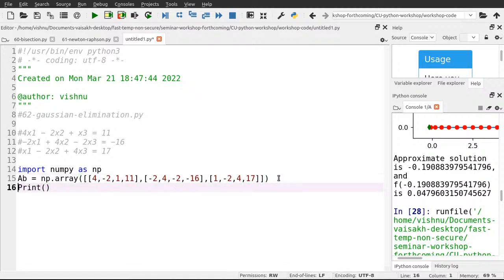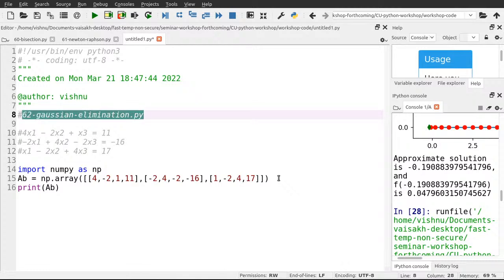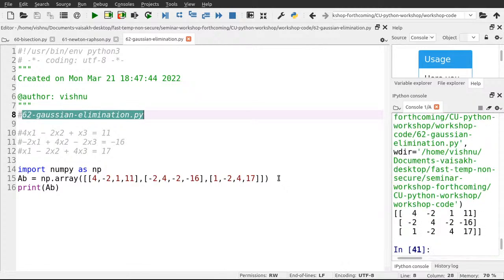Trying to see it in action, to see what it is. 4, minus 2, 1, 11; minus 2, 4, minus 2, minus 16; 1, minus 2, 4, 17. That's fine.